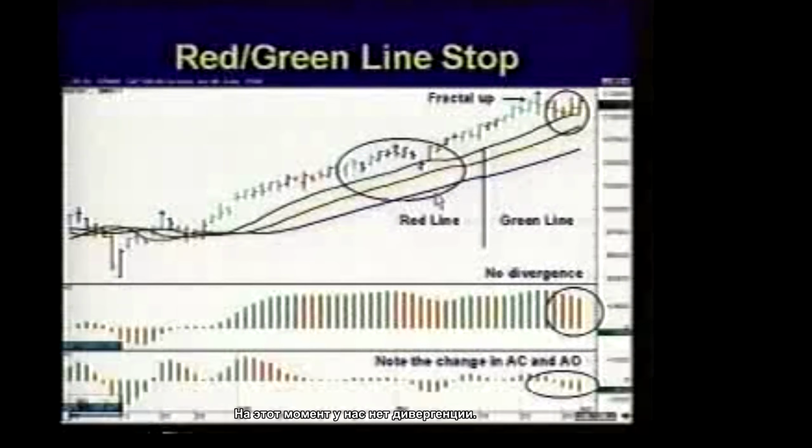Notice the area with the first circle that I have here. At this point, you didn't have any divergence. The market pulled back, and the price bars pulled down and closed below the green line, but they did not close below the red line. At this point, you've been real happy with the red line stop.